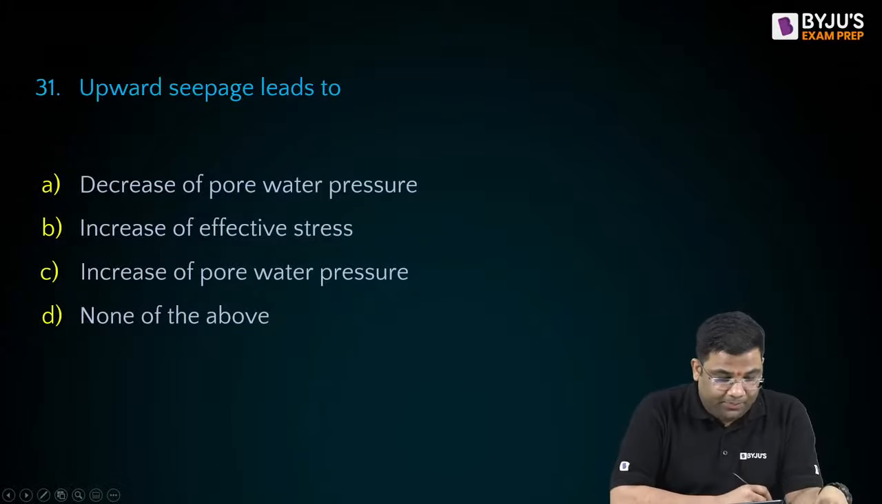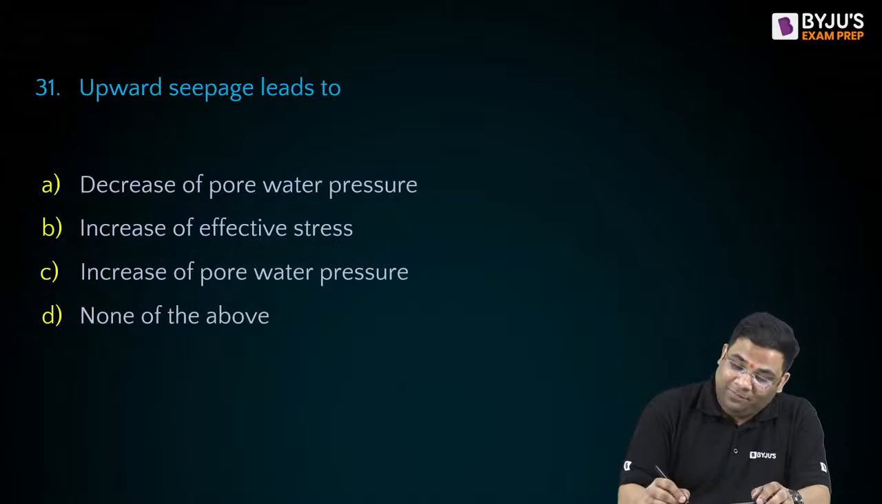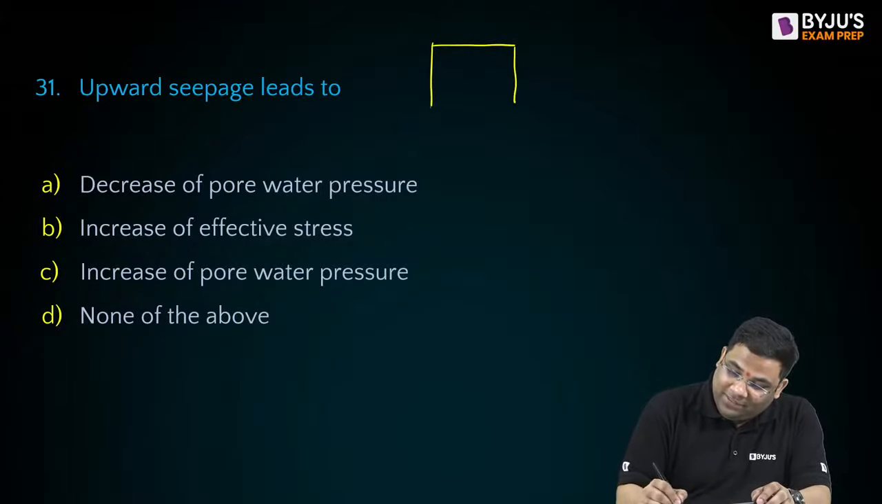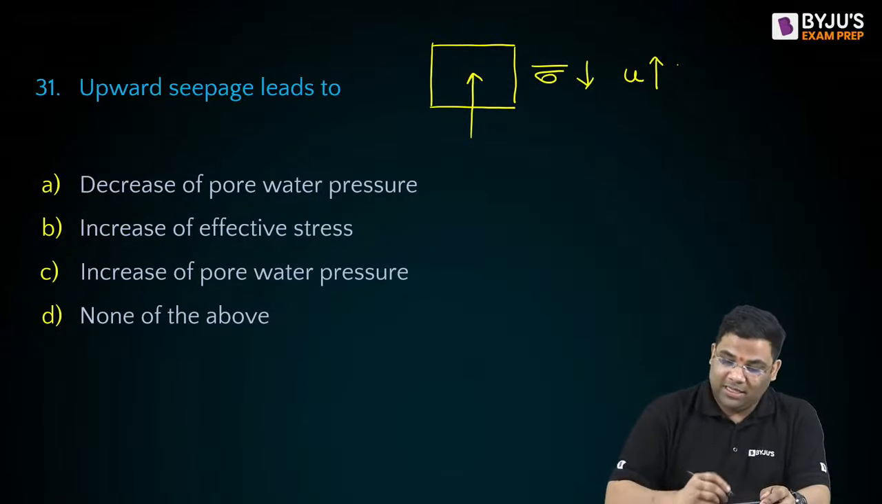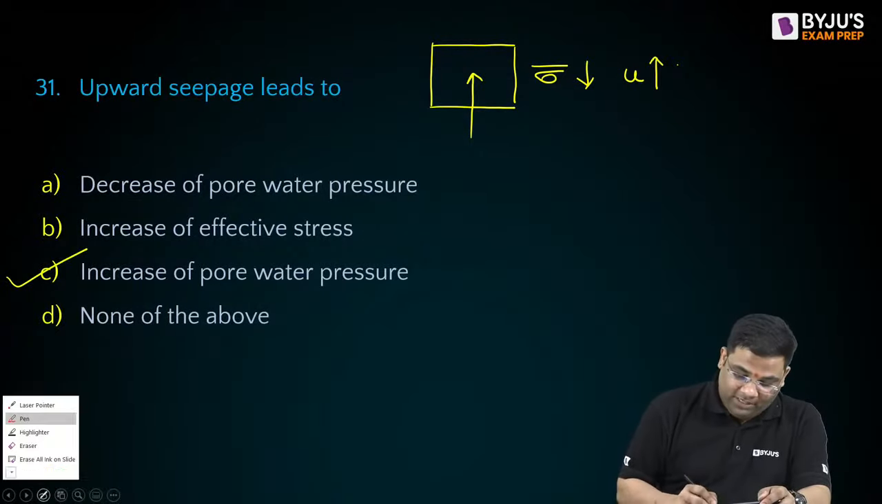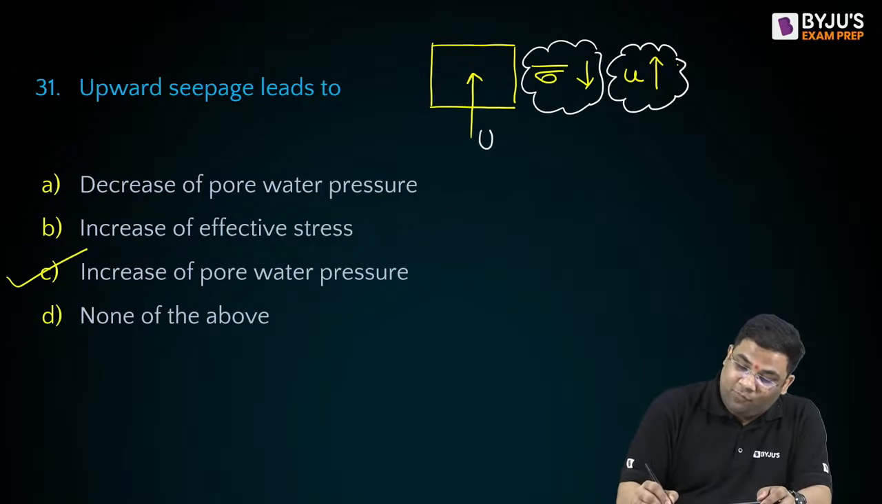Somebody is answering B, somebody is writing A also. Upward seepage is happening. In upward seepage, what will happen? Effective stress will decrease. That means pore water pressure must have increased, right? So the answer is increase of pore water pressure. Pore water pressure increases and effective stress decreases in upward seepage.